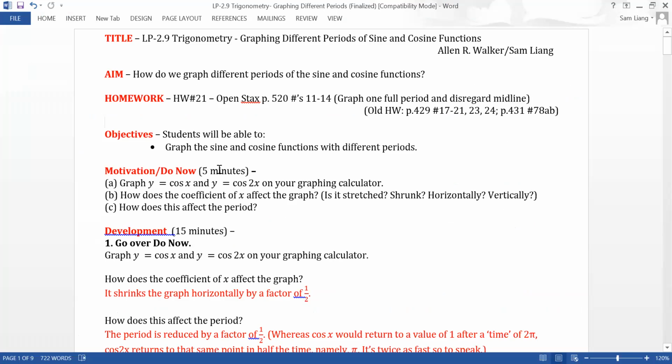All right, so for you to do now, it's graph y equals cosine x and cosine 2x on your graph calculator. Part B is how does the coefficient of x affect the graph? Is it stretched, shrunk horizontally or vertically? And how does this affect the period? Okay, so let me share my screen for the calculator. So we have to graph cosine x and cosine 2x.